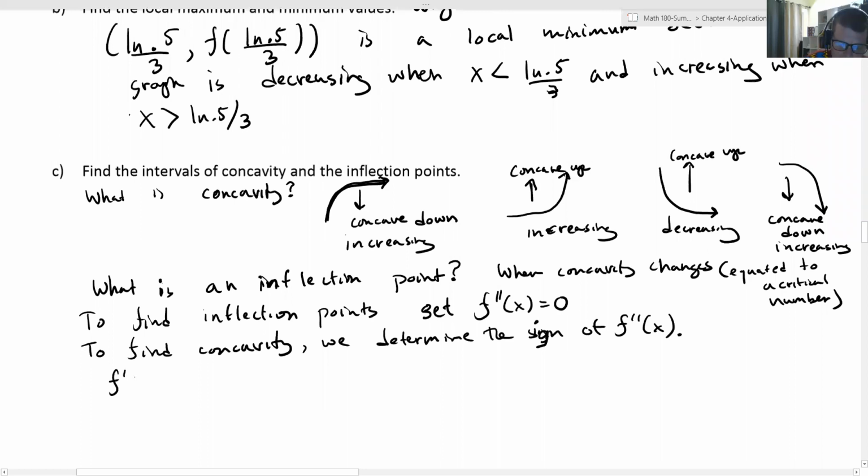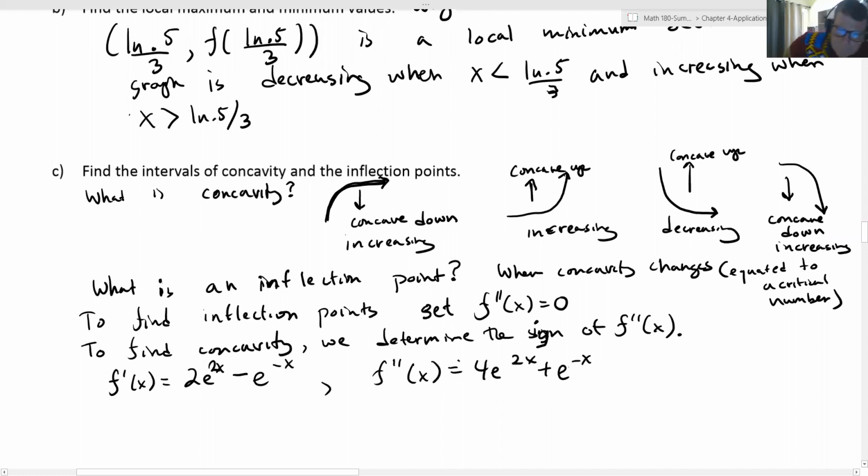F prime of x was equal to 2e to the 2x minus e to the negative x. And so f double prime of x, the second derivative now, is going to be 4e to the 2x plus e to the negative x. So let's find our inflection points. I'll give you a minute there. Find the inflection point. Set f double prime of x equal to 0, and then solve.